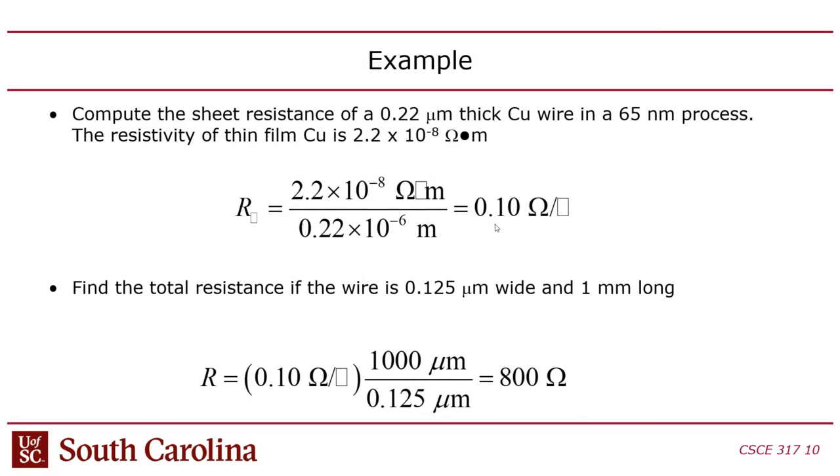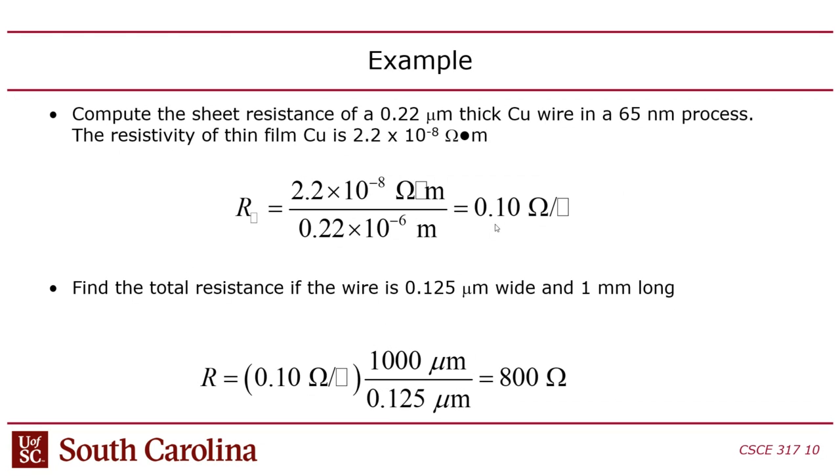So for example, here's an example question. Compute the sheet resistance of a 0.22 micron thick copper wire in a 65 nanometer process. The resistivity of thin film copper is 2.2 times 10 to the negative eighth ohm meters. So the sheet resistance would just be the resistivity divided by the thickness.